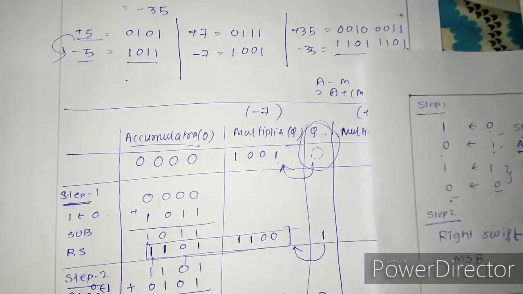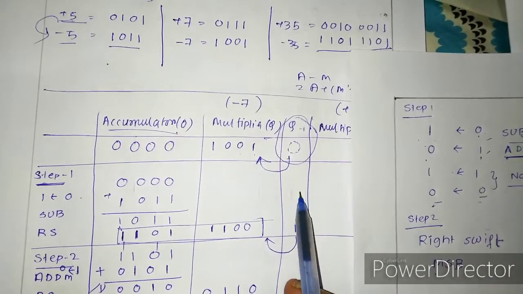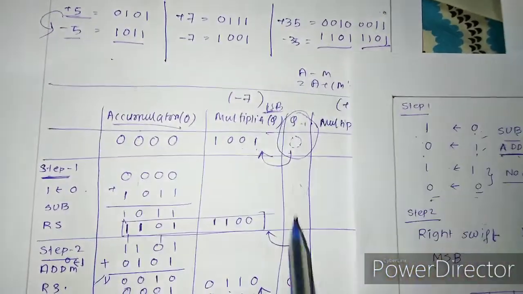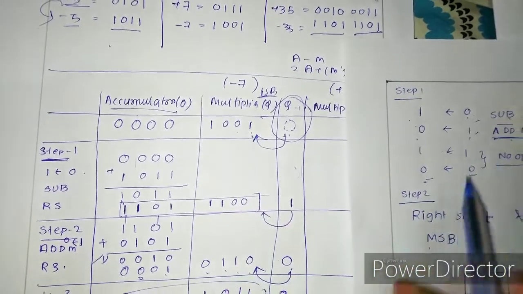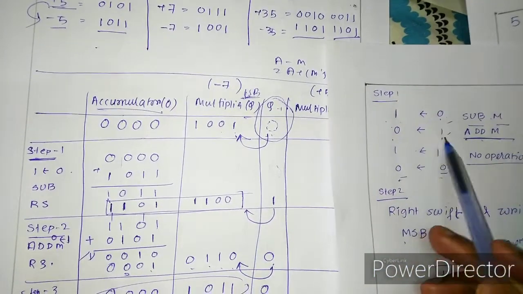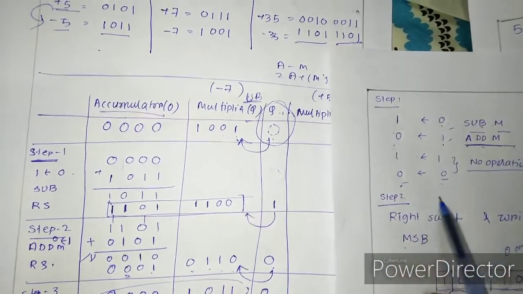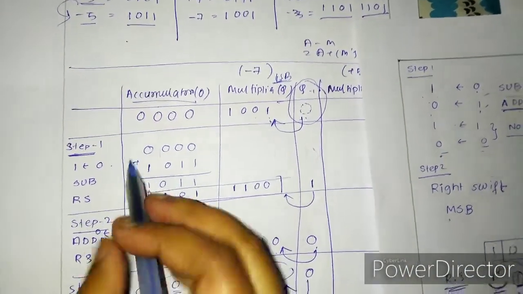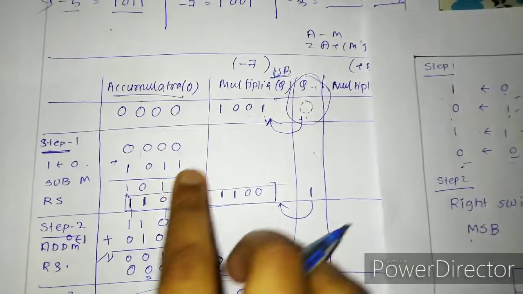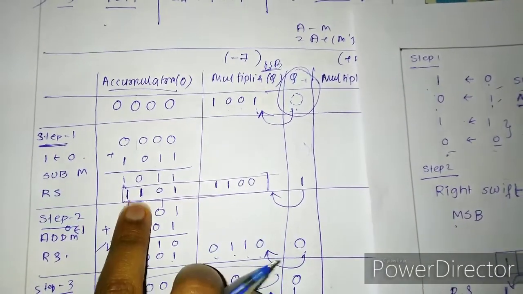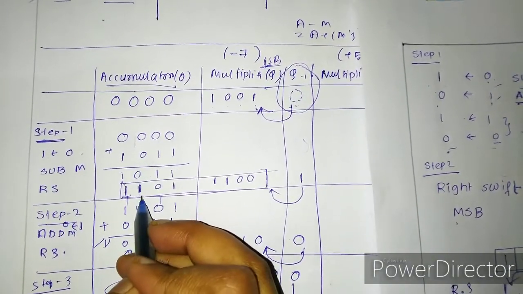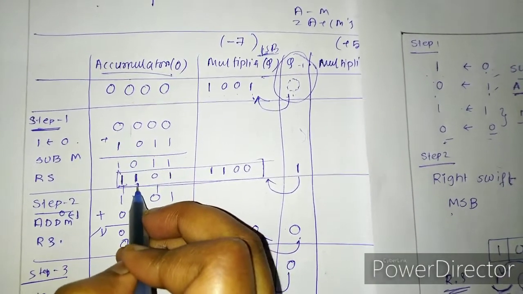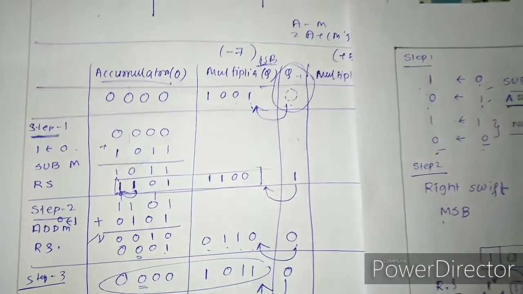Step 1. Check the imaginary 0 with the LSB of multiplier. 0 to 1, then subtract m. 1 to 0, add m. 1 to 1 or 0 to 0, no operations, just do right shift. 0 to 1, okay. Then subtract m. We have done subtract, then just do a right shift. In this vacant place, the MSB will be the same as the previous one, so if the previous one is 1, you have to put 1 also.